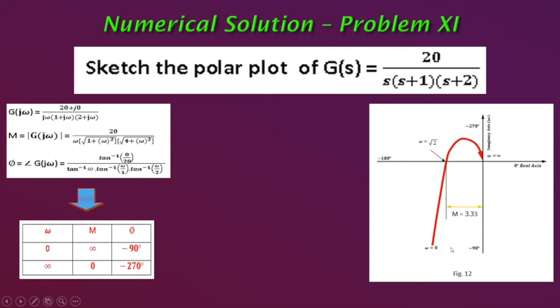Magnitude is infinity, but the phase angle is minus 90 degrees when omega is 0. This is the starting point. Then minus 90 to minus 270, that means it crosses 180, and the finishing point is minus 270. Magnitude is 0 at that point.